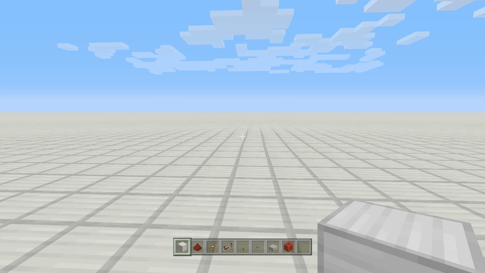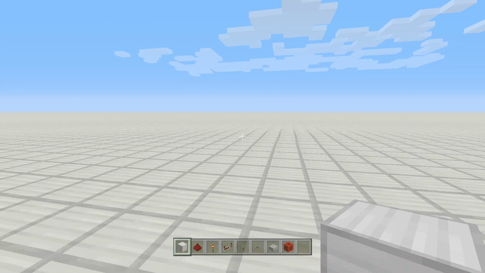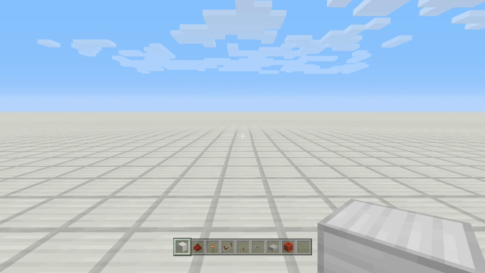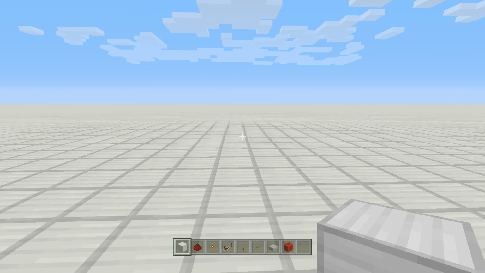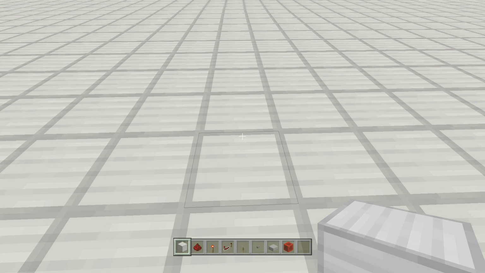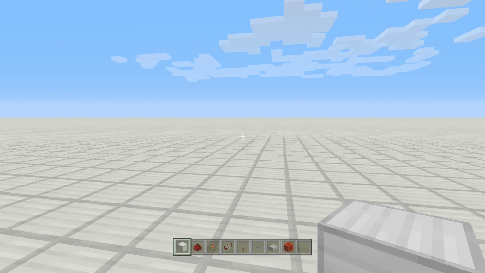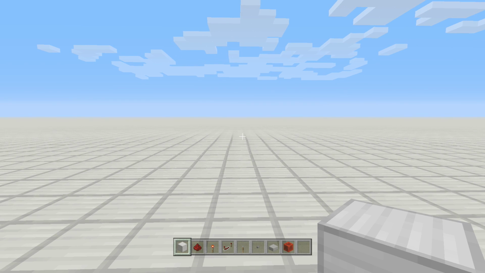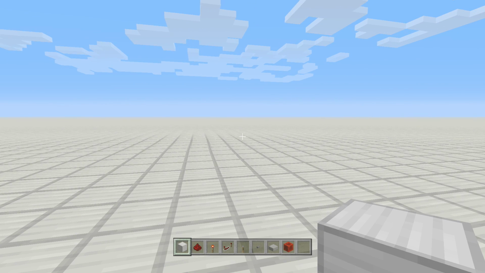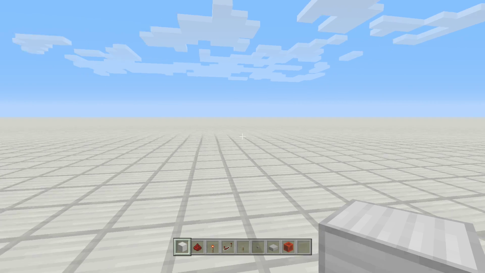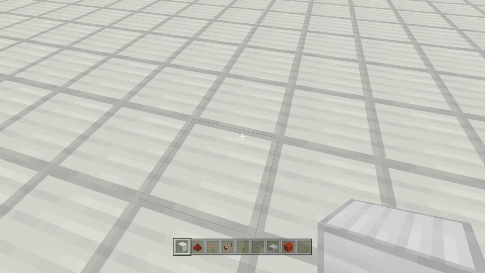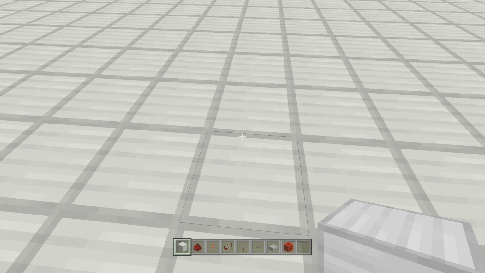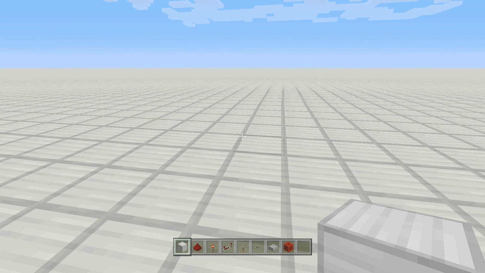Conio1553 here, and today we're going to do some Minecraft redstone, but not some basic redstone where you just try to make a door or something like that. Something more like real life circuitry, just like a computer. But in this case, it's going to be making a piece of a computer.